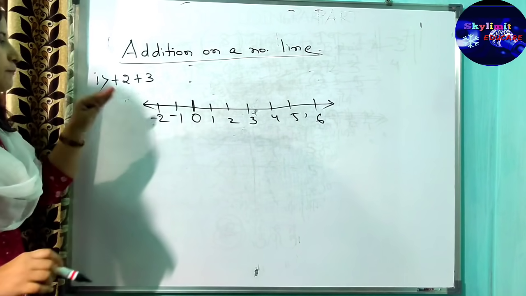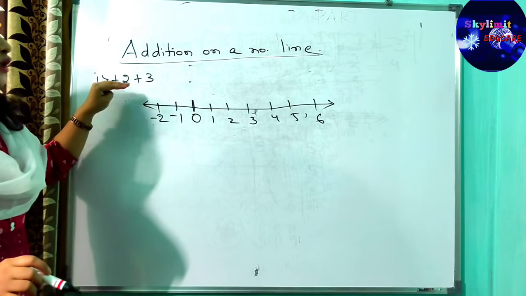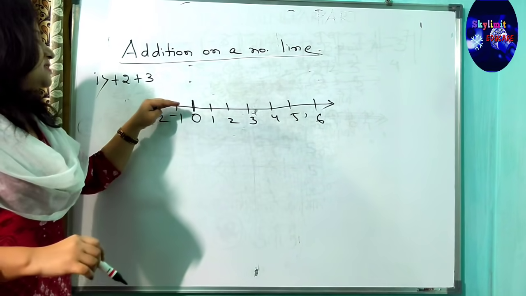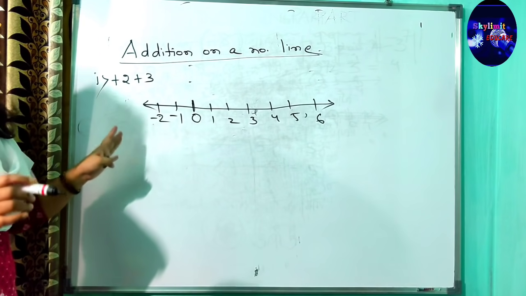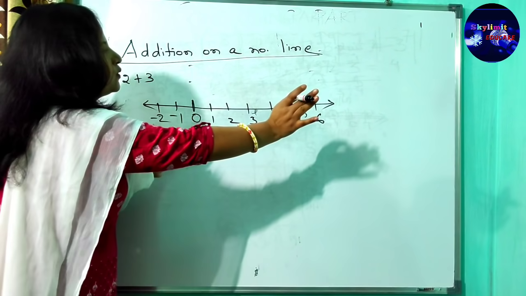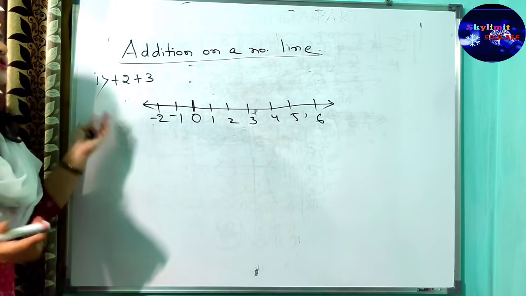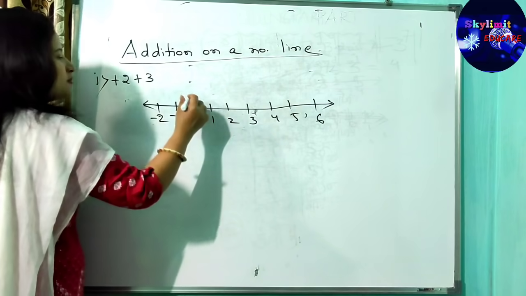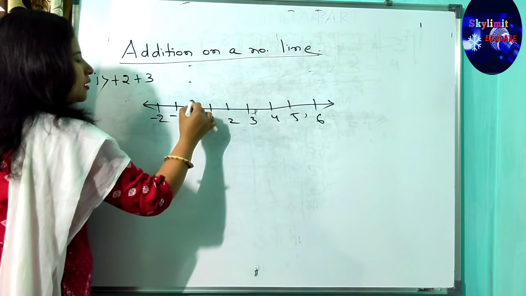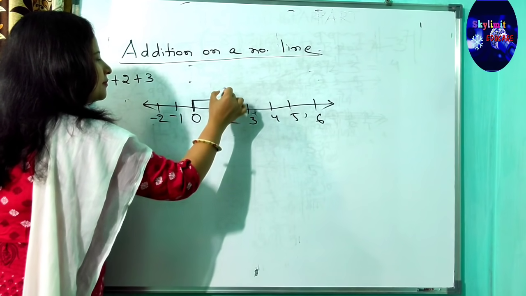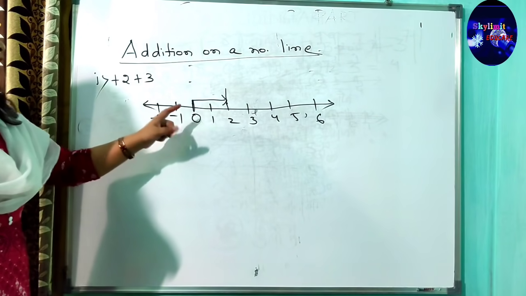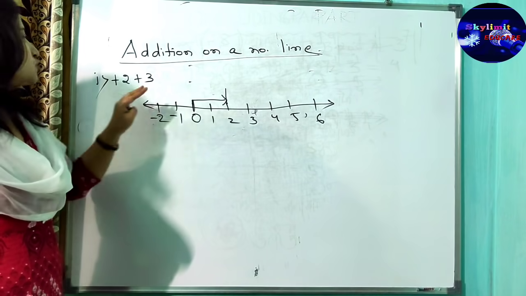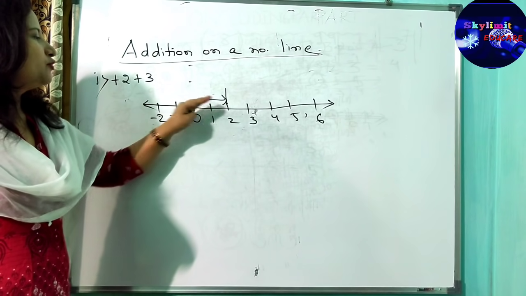So the first thing I'm going to do is +2. It is a positive 2. Right side of 0 is positive, left side of 0 is negative. Moving towards the right shows positive, moving towards the left shows negative. So +2 means from 0 to +2. It's here, yes or no? +2 refers to the distance from 0 to 2, so we have moved 2 steps.